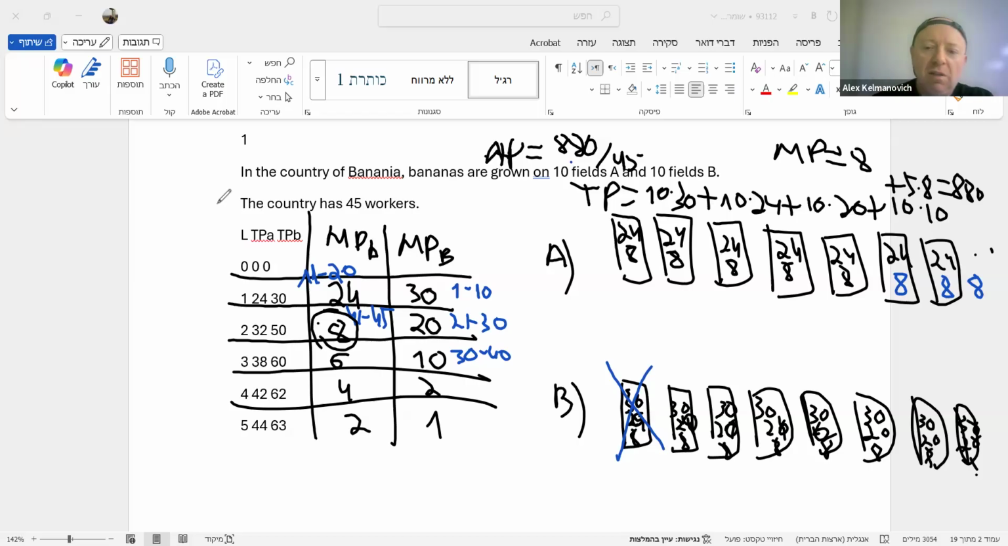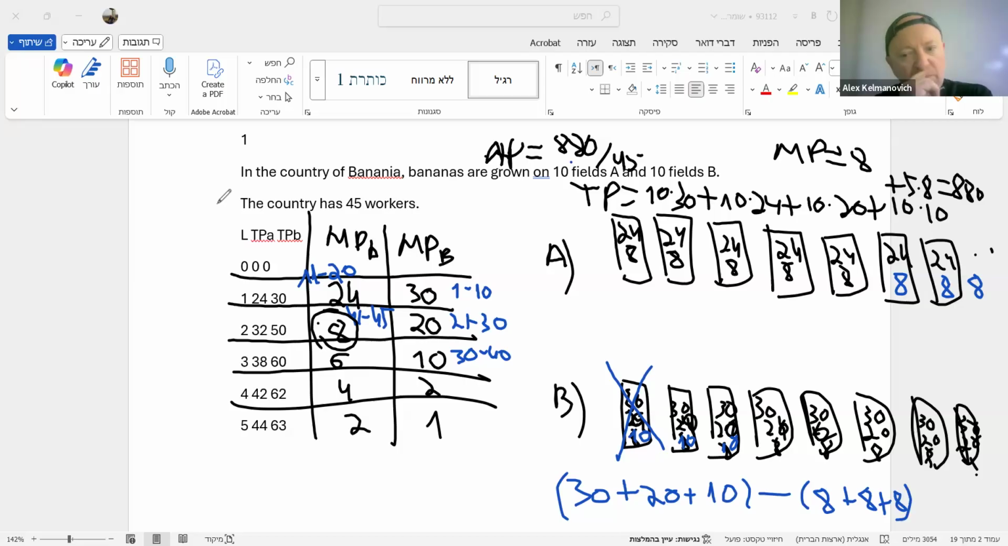So the difference between, by the way, my mistake here, it should be 10, row of 10. So the difference between the original 30, 20 plus 10, and now we have 8, 8, and 8. So the difference is 36. Okay?